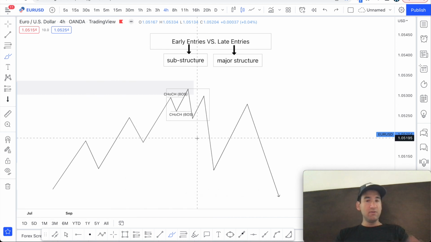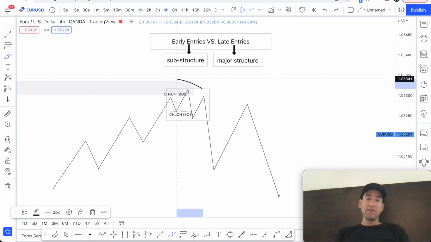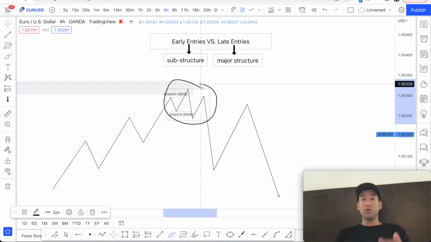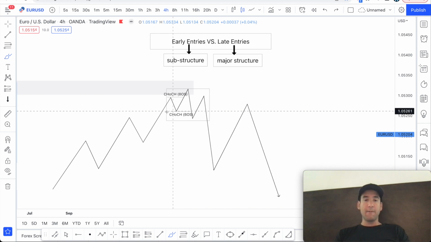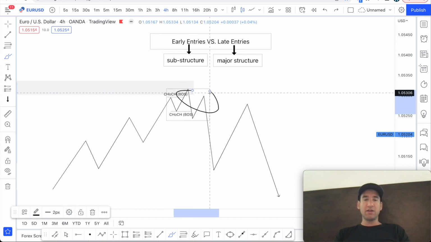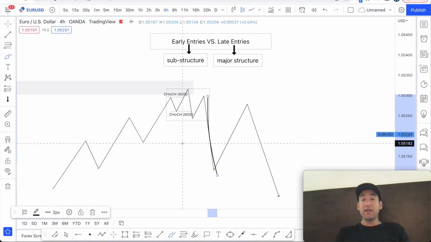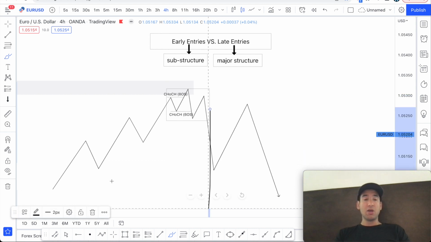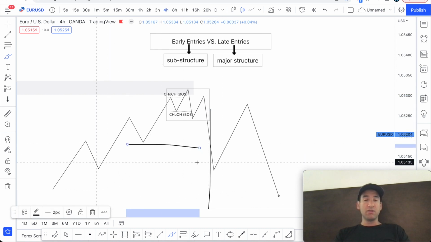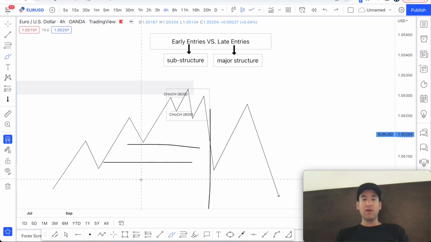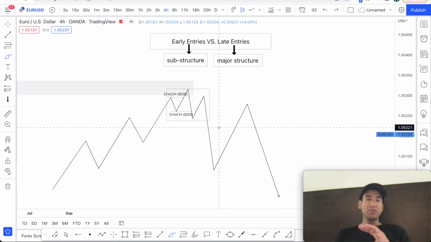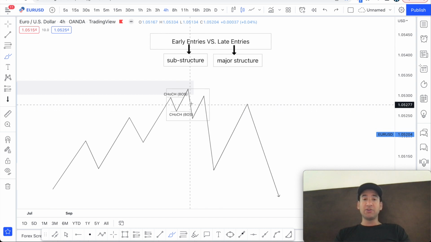This can be confusing sometimes, because if you don't know that this is a substructure or an early entry, you might get a little stuck. You might get a little disappointed if you took a sell here, thinking that prices should continue bearish, passing this low and targeting something extremely low at the very bottom. But I want you to be aware of the two: the substructure and the major structure, early entries and late entries.